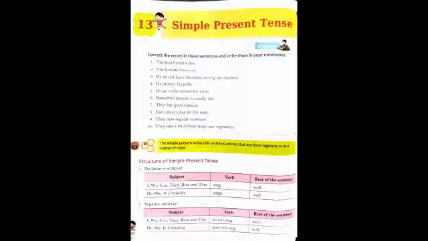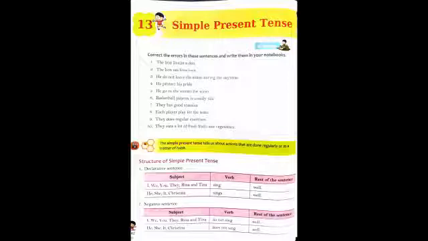Before we start simple present tense, I will tell you about the tense. Tense of a verb shows when something happens. For example, I run every day. So here, run is a present tense form of a verb.